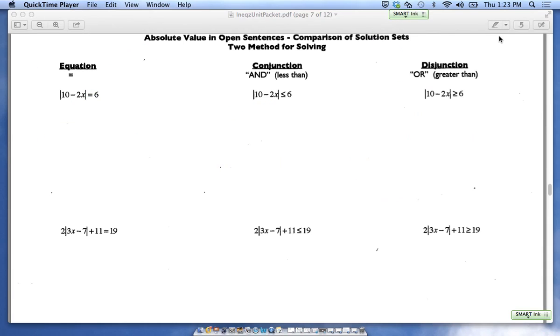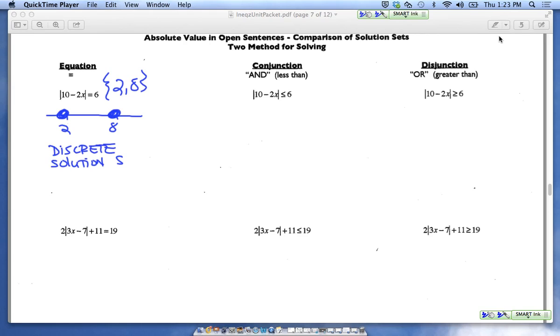So we've decided that in this particular problem, the first example, my solutions are the points 2 and 8. And when I have a strict equality, my graph looks like this. Just 2 points, 2 discrete. This is a discrete solution set, meaning it's countable, it's not continuous. It's a discrete solution set, 2 exact points. It is not a continuous range.